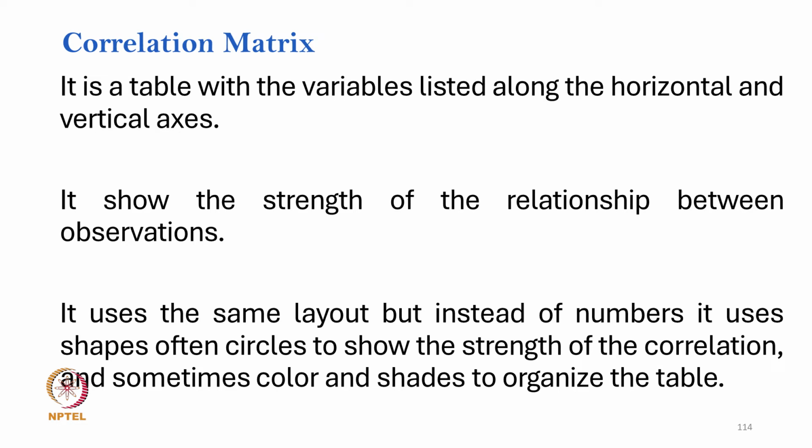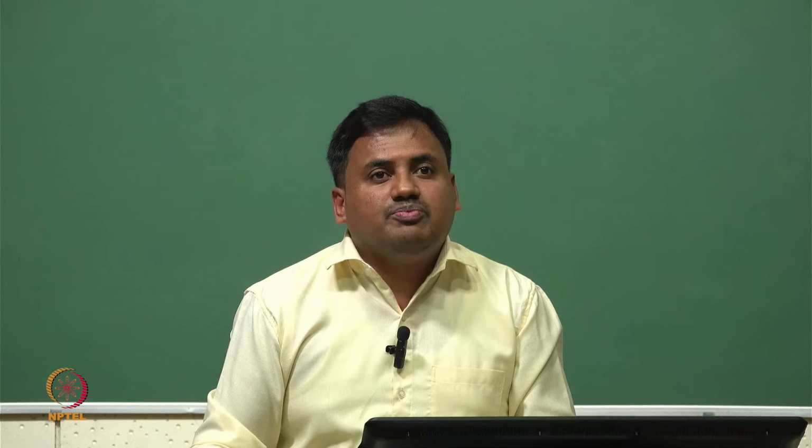The correlation matrix. A correlation matrix is a table with variables listed along the horizontal and vertical axes. The basic correlation matrix is a table with numbers that shows the strength of the relationship between the observations. This version uses the same layout, but instead of numbers, it uses shapes, often circles, to show the strength of the correlations, and sometimes colors, and also sets to organize the tables.